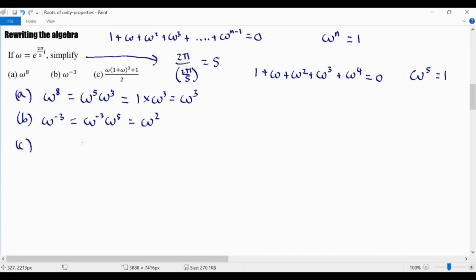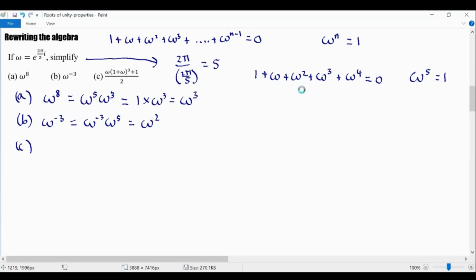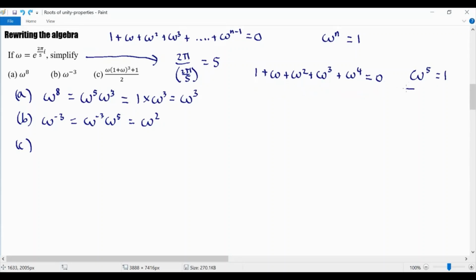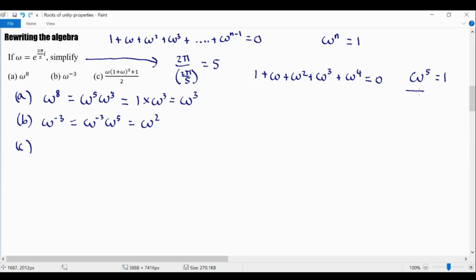Last one, a bit more tricky. We might have to use lots of different things here. We can't really spot any obvious place where we can instantly use any of these things. We don't have a load of different omegas being added together clearly, so we can't just instantly use this property straight away. And then we don't see omega to the 5 anywhere, so it's not clear where I can plug that in yet.